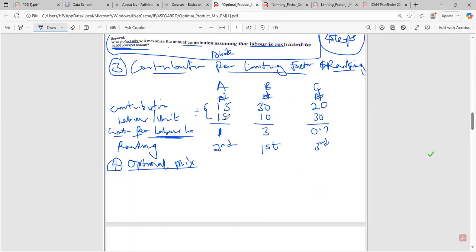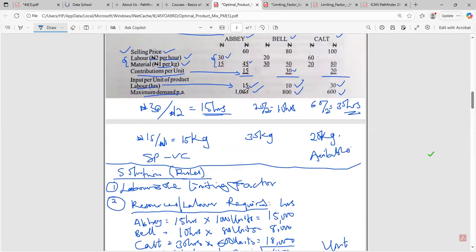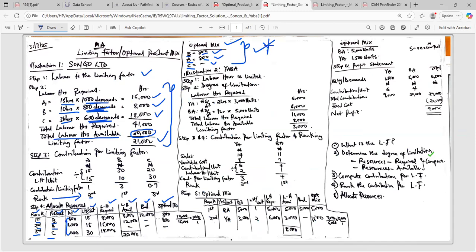Let me go and show them. Look at it. Demand: A is 1,000, 800 for B, 600 for C. It's already there, so I'm just taking advantage of that.